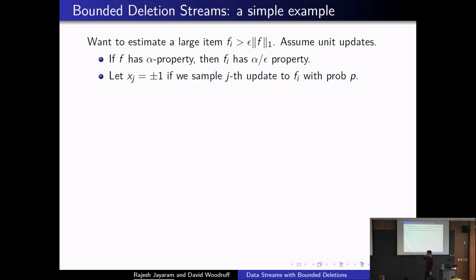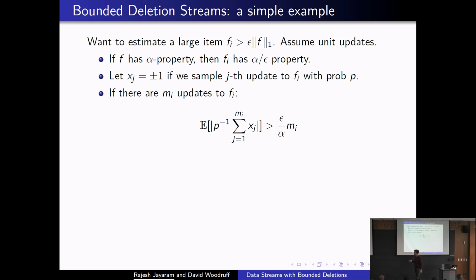So what we're going to do is sample updates and store the value in a counter. If we sample an insertion, we'll say that's +1, if we sample a deletion, we'll say that's -1, and we'll sample with some probability p. Then our estimator, which is unbiased, is just to take the counter that we sampled and scale it back up by 1 over p.